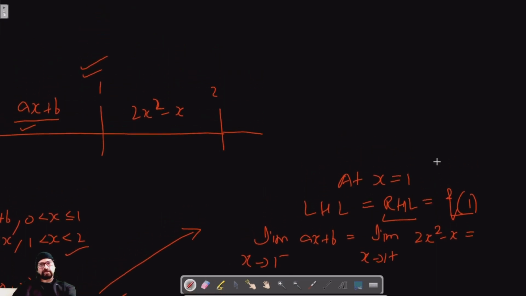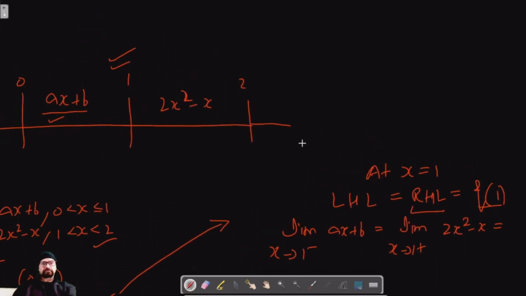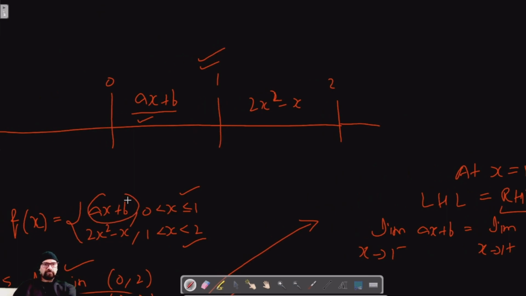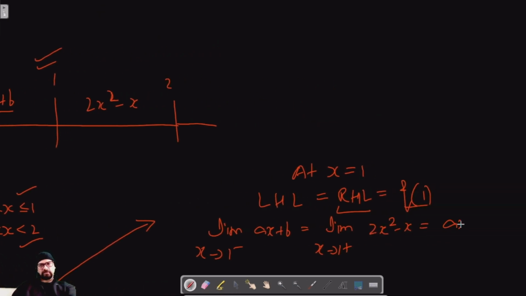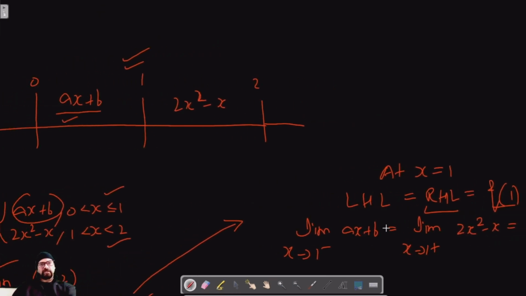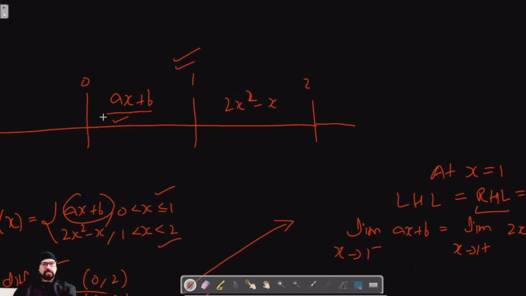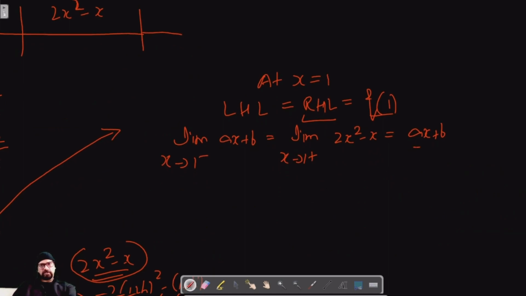Now the function value at x is equal to 1, it's again ax plus b. So this is ax plus b. So at x is equal to 1, the left hand limit and the function value are equal. So the function's value at f of 1, let's put in the value of x as 1, which is a plus b. So a plus b is equal to, let's evaluate. So this and this are equal.